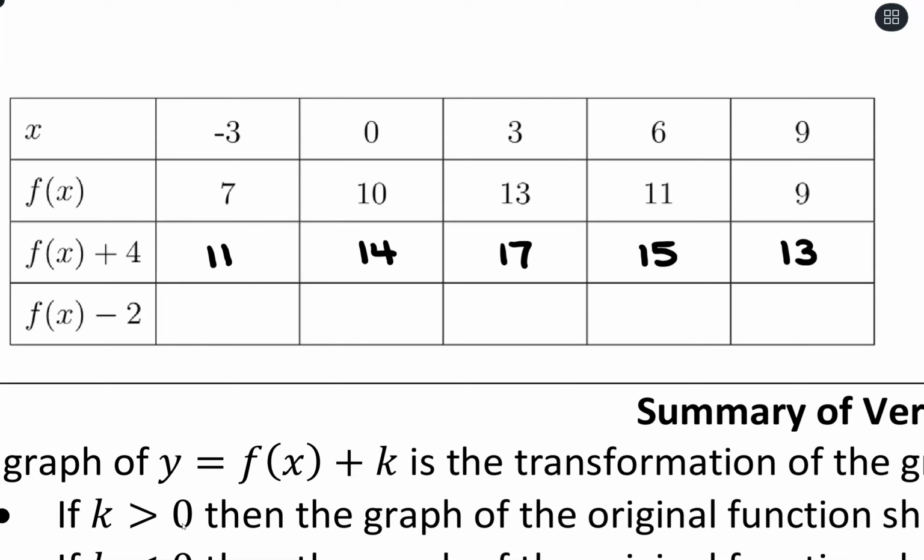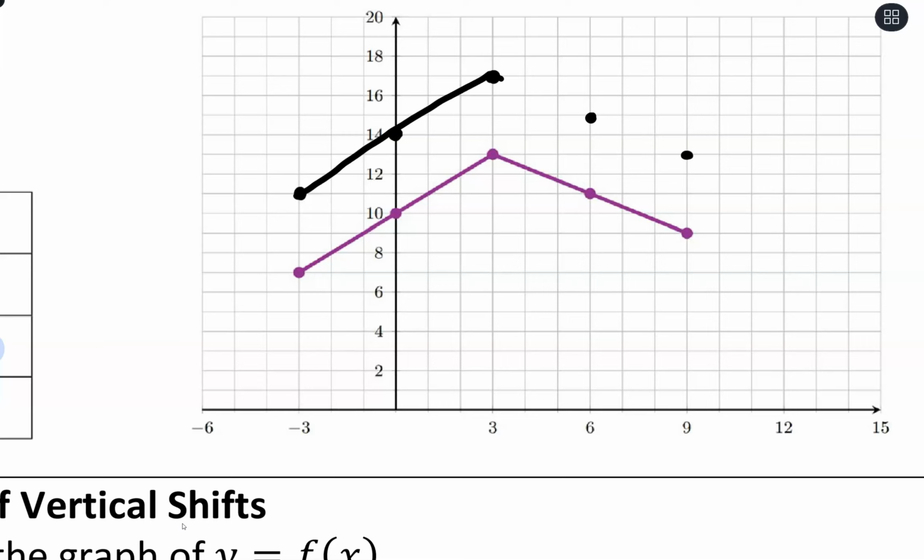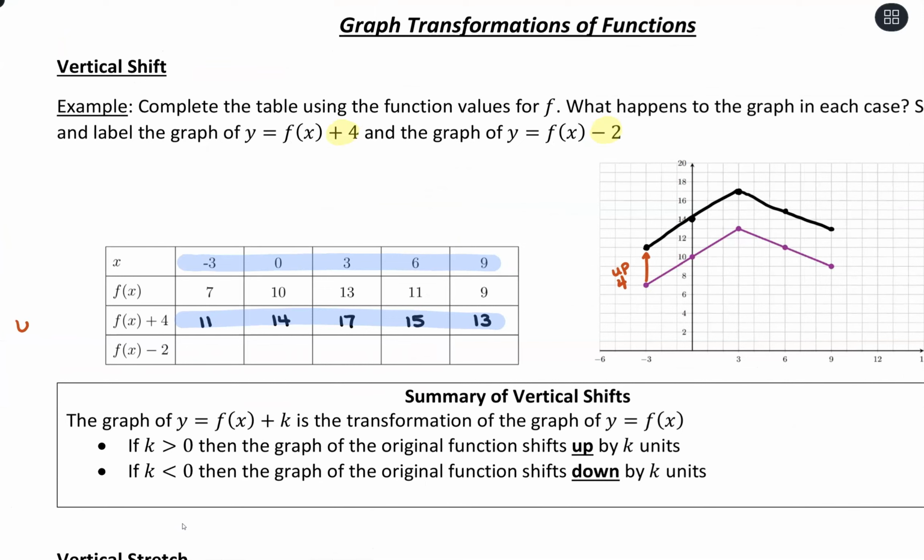And when we do that, let's take a look at what happens to our graph where we keep the same x values, but now I have these new outputs. Going over to the graph where I had -3, +7, now I'm graphing -3, +11. And where I had 0, 10, now I'm at 0, 14. And there, and there, and there. So what this resulted in is a shift upwards by 4 units. All of our coordinates moved up 4. So when we're adding on the outside, we're moving up, and whatever number we have tells us how many units we're moving up by.